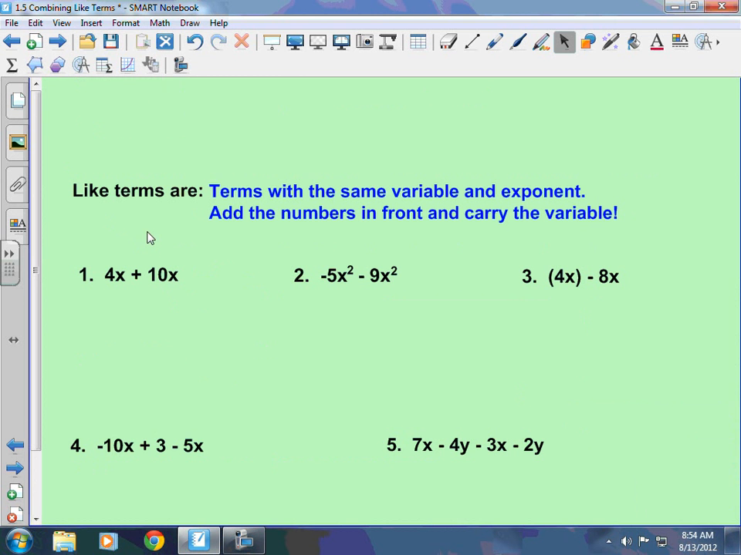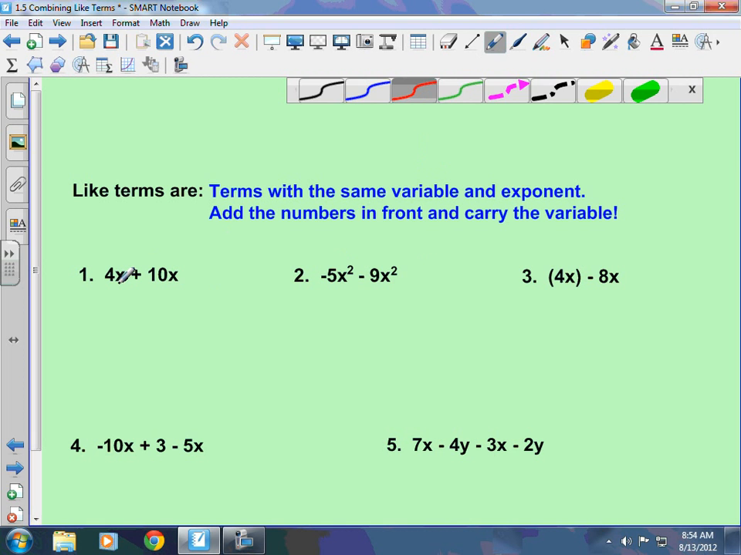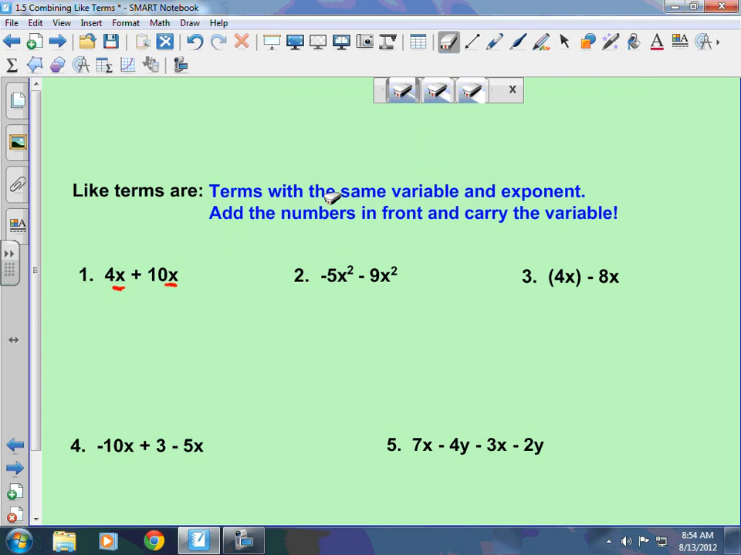Okay, we're going to talk about combining like terms. The definition for combining like terms is on the screen. If you need to pause, go ahead. Like terms are terms with the same variable, that is letter, and exponent. When you have like terms, you add the number in front and you keep the letter the same. So, what does that mean? This number has an x, this number has an x. These are like terms. Okay?